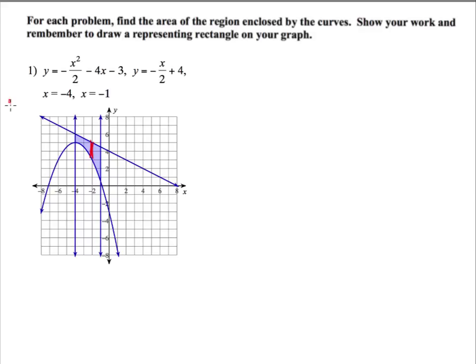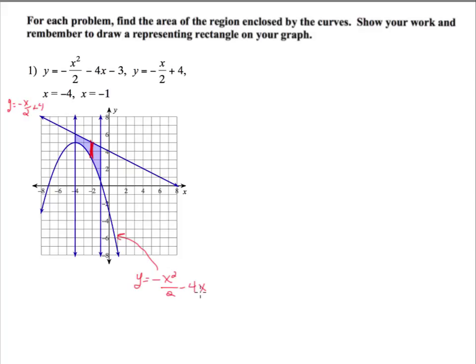Next on your graph, you want to make sure you label each of your equations. So here, my top function is the linear equation, so I'm going to label it negative 1/2 x plus 4. And the bottom function is my quadratic equation, so let's label it negative 1/2 x squared minus 4x minus 3. Our x equals 4 and x equals negative 1, you may or may not label. That's optional, since those are straight vertical or horizontal lines.